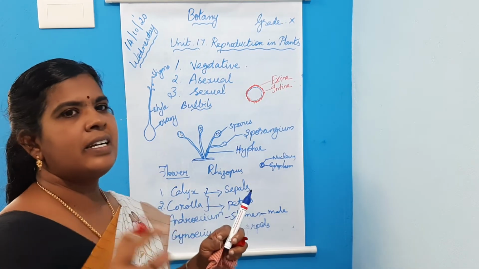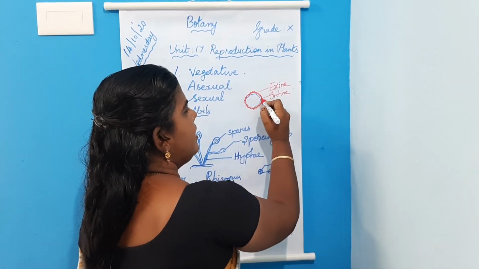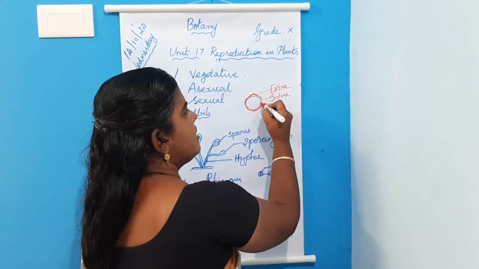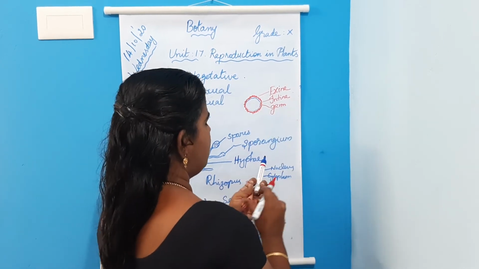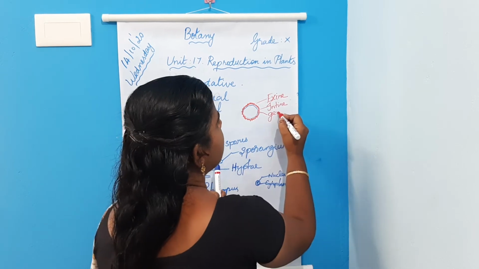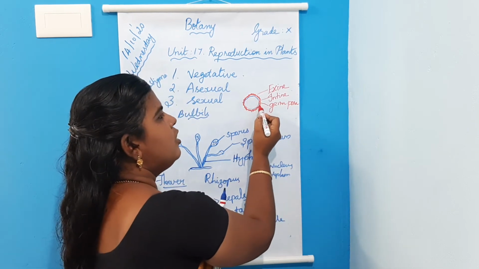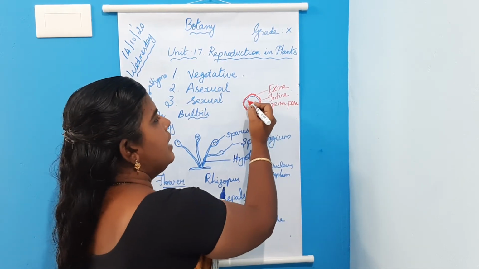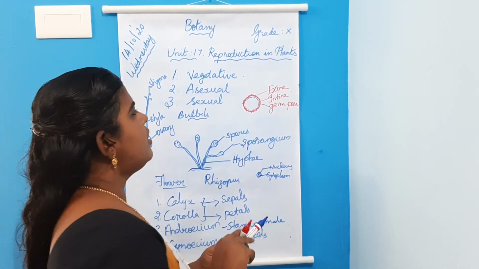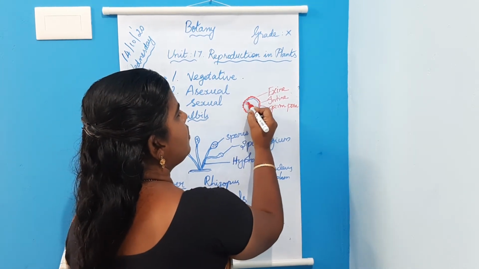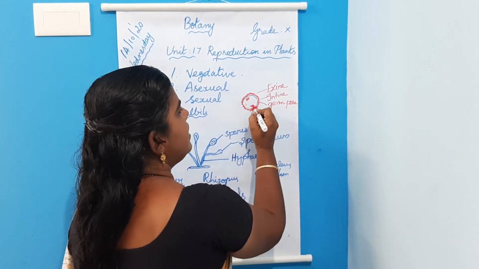So each pollen grain consists of a double layered wall, outer thick exine and inner thin intine. The outer thick exine is provided with a pore called germ pore. This exine is not a continuous one, it is interrupted by a pore called germ pore. Intine is the thin inner layer which is made up of pectin and cellulose. It encloses two nuclei: a vegetative nucleus and a generative nucleus.